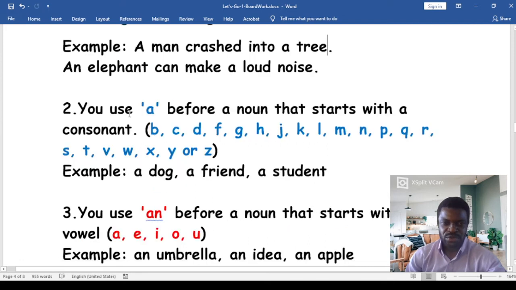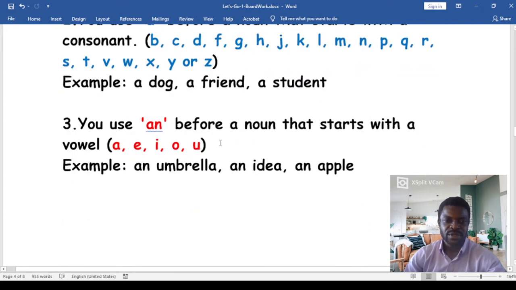Also, you use a before a noun that starts with a consonant. These are all our consonants. You can see a dog, a friend, a student. Then we use an before a noun that starts with a vowel. These are all our vowels, five vowels: a, e, i, o, u. An umbrella, an idea, an apple.